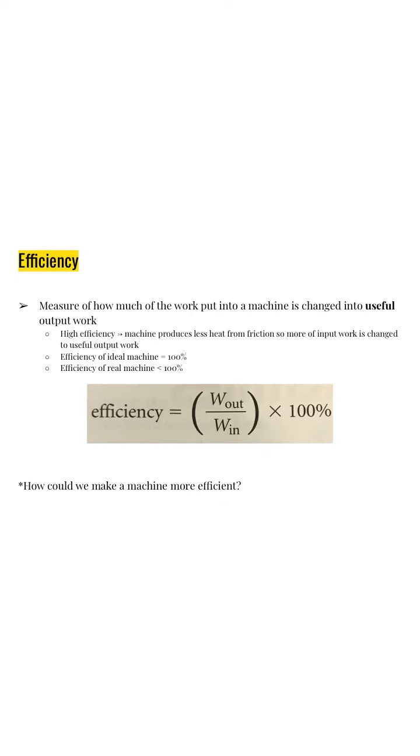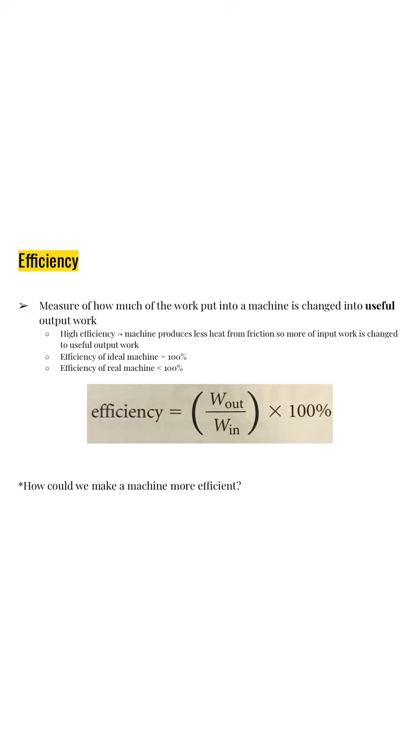Okay, so efficiency. This is measuring basically how the output work is related to the input work. Now, obviously, in an ideal machine, the output work and the input work are the same, and so the efficiency is 100%. We would like for that to happen. Now, in a real machine, where there is friction and we're losing some energy to thermal energy because of that friction, the efficiency is going to be less than 100% because the output work is not going to be quite as much as the input work.